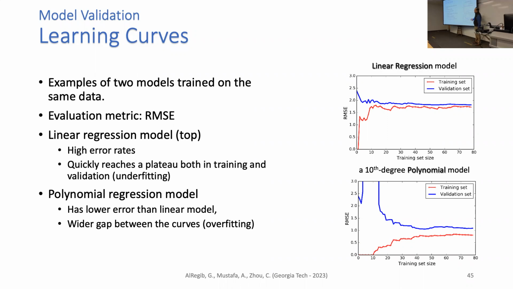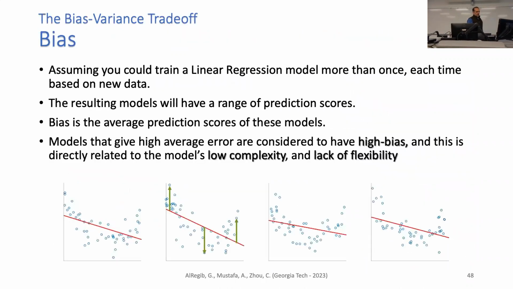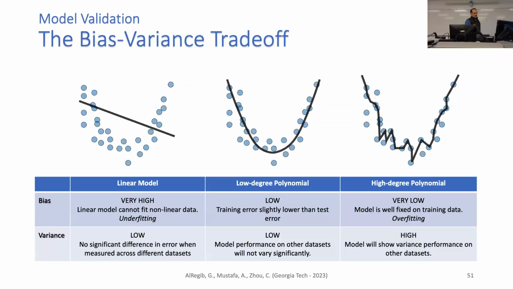high variance because I have overfitting. This is high bias because I have underfitting, right? So all of these are related to each other. So this one here is just an illustration of what these parameters are. Okay.